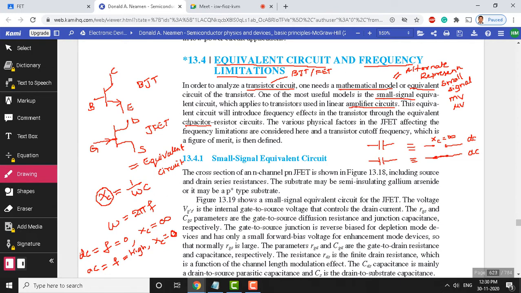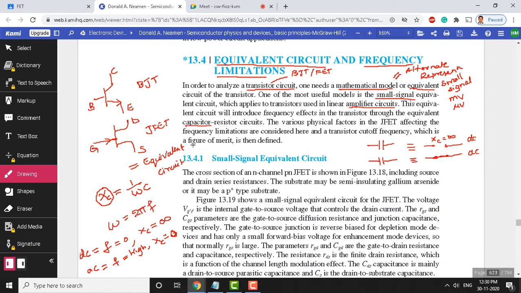You need to know how a capacitor behaves for AC and DC, and equivalently the resistor also. The various physical factors in the JFET affecting the frequency limitations are considered here. We will see in a short while the various factors which are responsible for affecting the frequency of the JFET we are going to study here. And we are going to even define what is called a figure of merit.